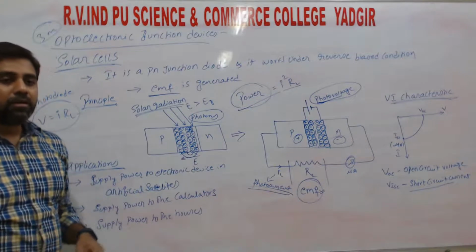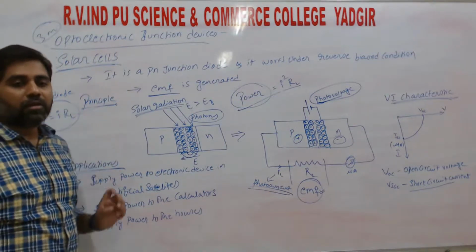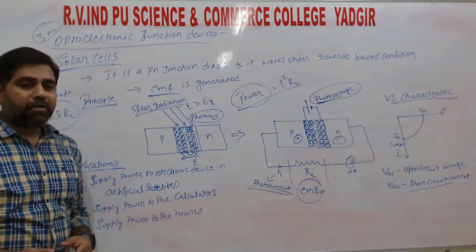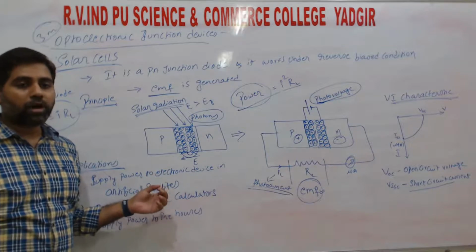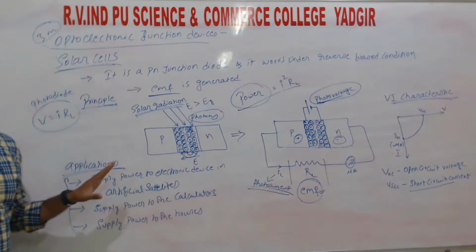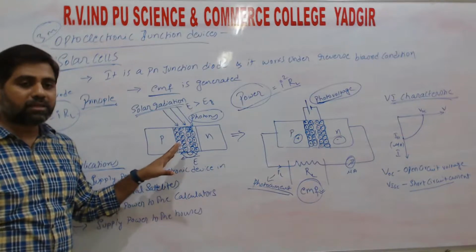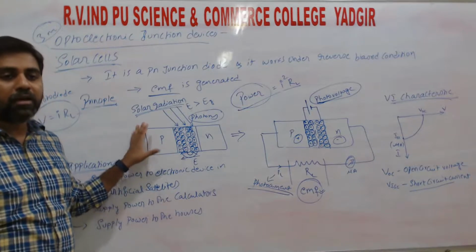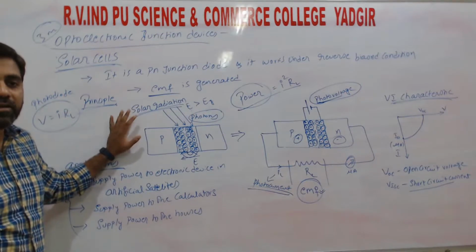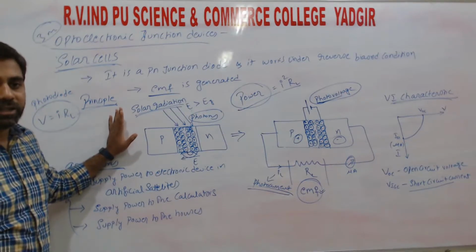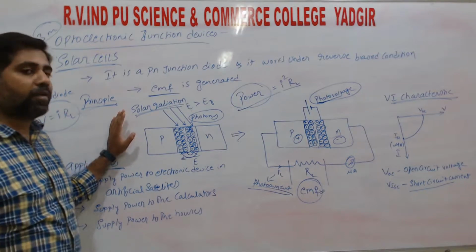In this chapter we have 3 optoelectronic devices: LED, light emitting diode, then photodiode and solar cell. Photodiode and solar cell both work under reverse biased condition, both having similar characteristics and a similar principle of working, and the LED, light emitting diode, works under the forward biased condition, right? So this is about the optoelectronic devices.